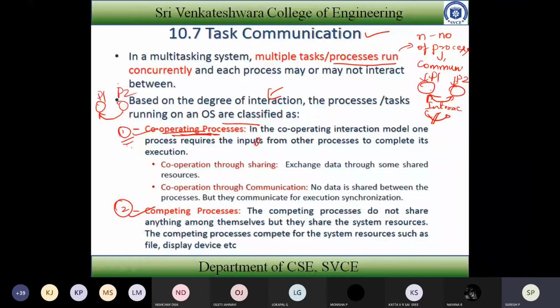The cooperation can be done by two methods. What are those two methods? One is through sharing; the cooperation will be achieved through sharing. The other is that the cooperation can be achieved through communication.